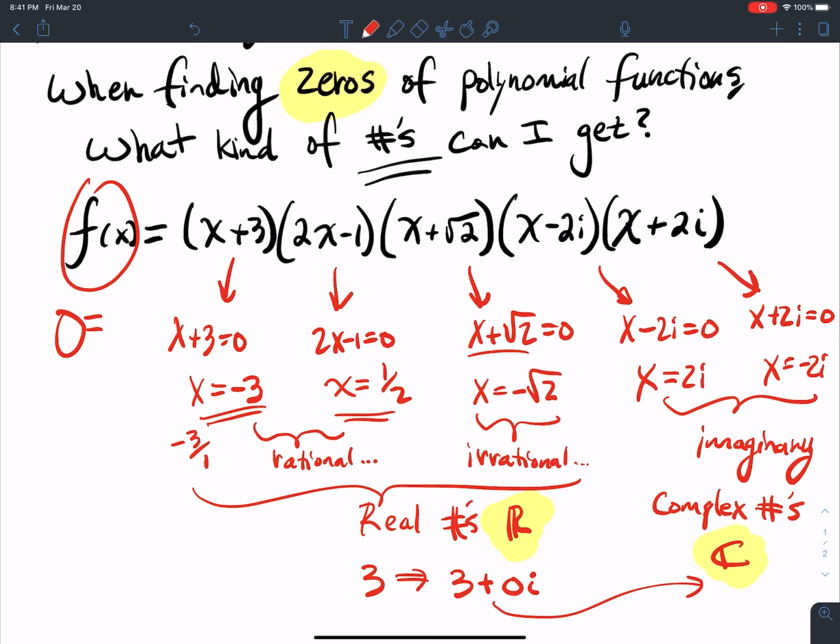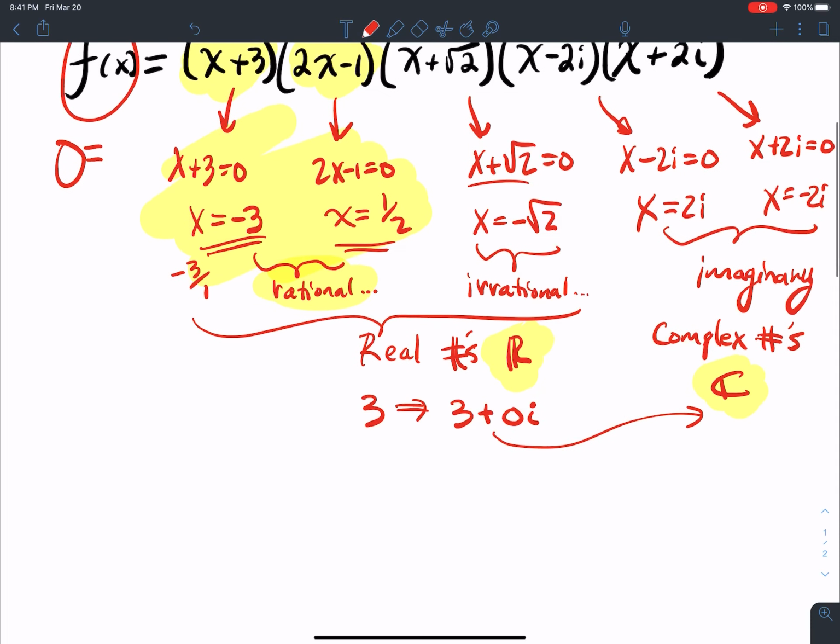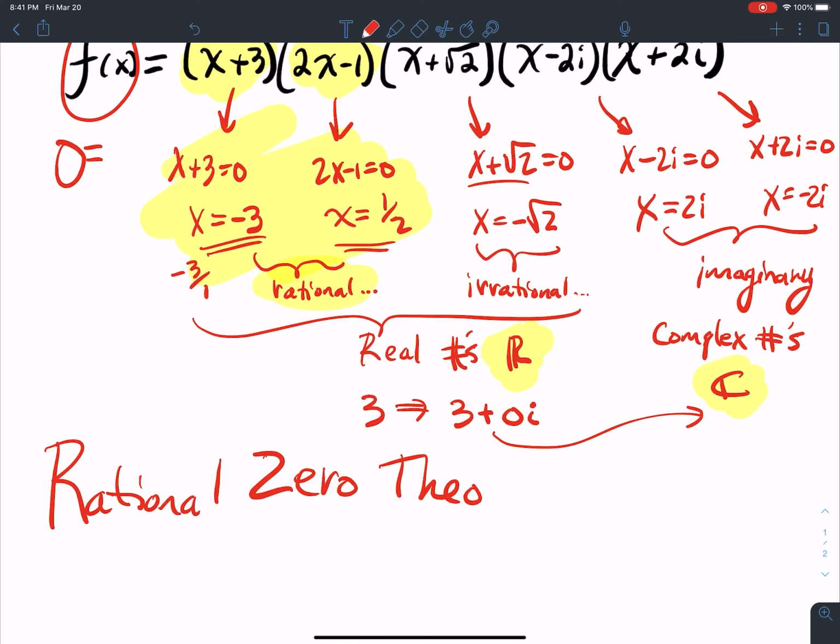Okay, let's talk about the rational zero theorem. So rational is fractions. We're not going to be focusing so much on the irrational or the complex numbers here, but rather we're going to spend more time on these types of roots right here. So the rational root theorem, or rational zero theorem.